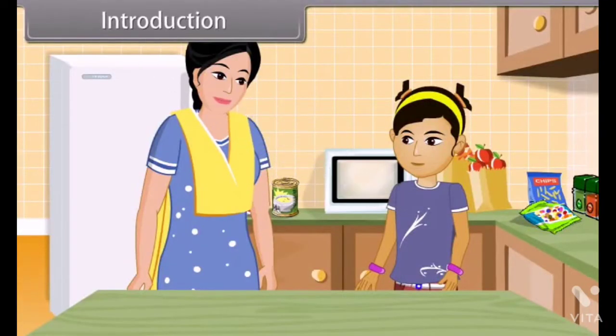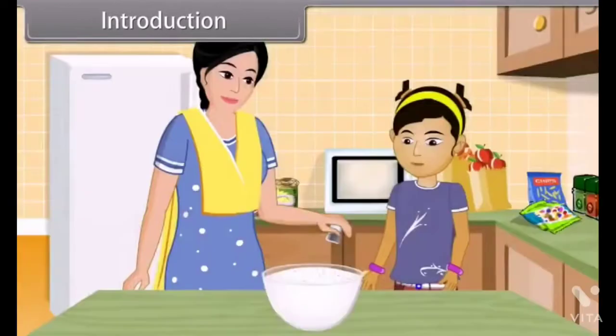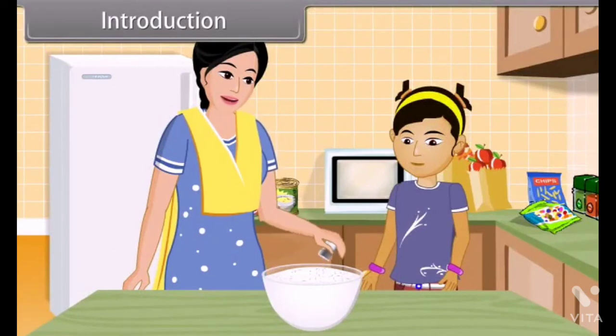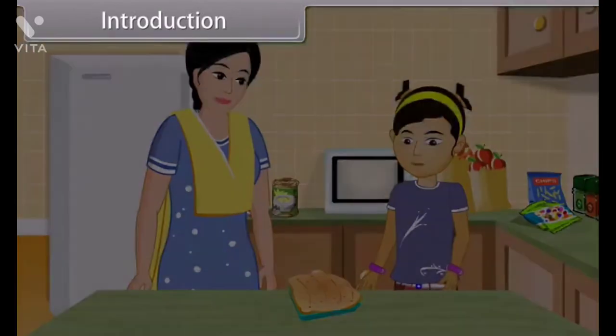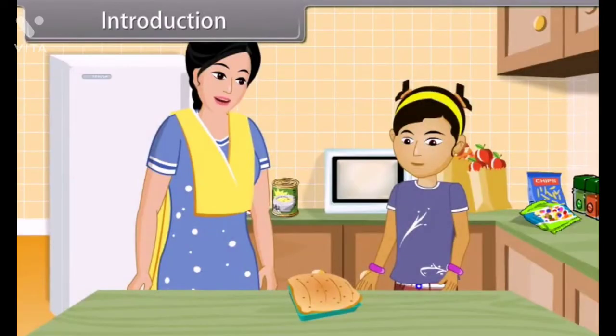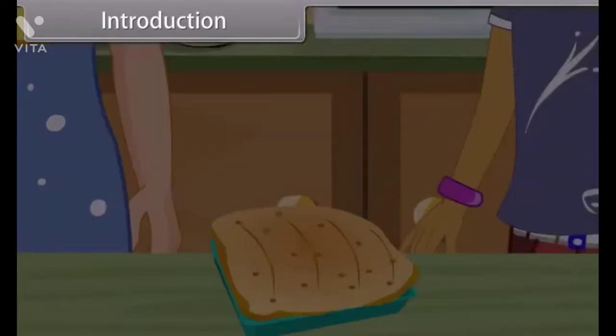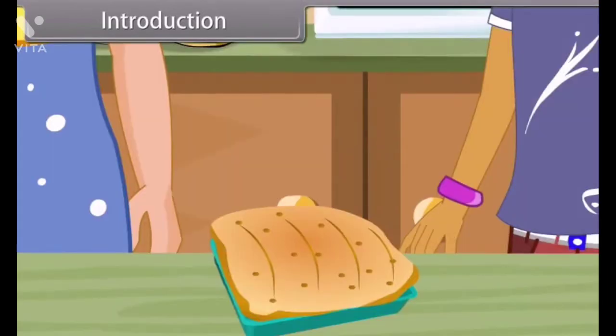Divya, today I will show you how to make a soft bread. Mother, I would love to see that. First of all, we take a bowl and put all the ingredients into it to make a paste. Now we add yeast in the mixture and keep it for some time. Then it will be ready for baking. Now our bread is ready to serve. It's looking quite good.